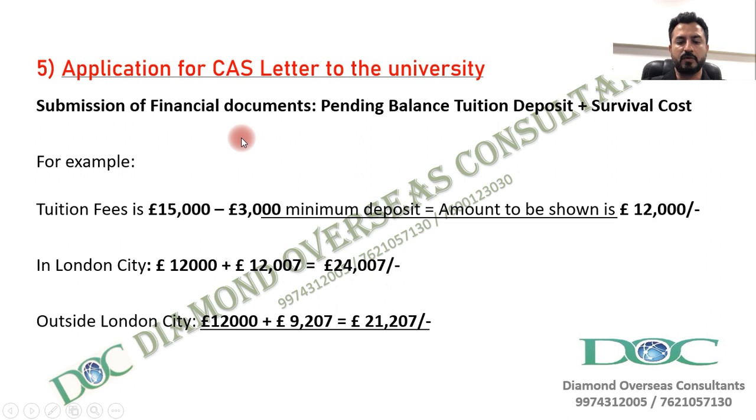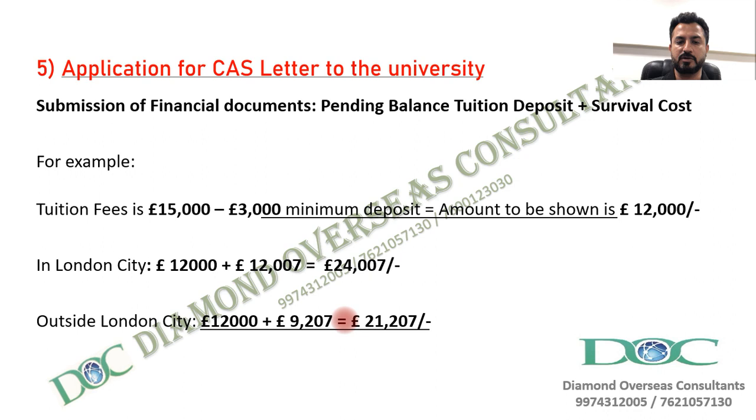Say for instance, if you want to live in London city, the 12,000, which is the balance of your tuition, plus 12,007 pounds for your survival cost of 9 months has to be shown in your savings account, in your FD, or in your loan sanction letter. If you want to live outside of London city, your 12,000, that is the remaining balance of your tuition, plus 9,207 pounds has to be shown in your FD or savings for the last 28 days, or in your education loan sanction letter.